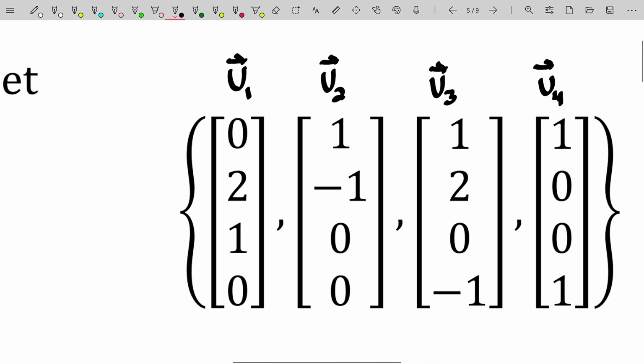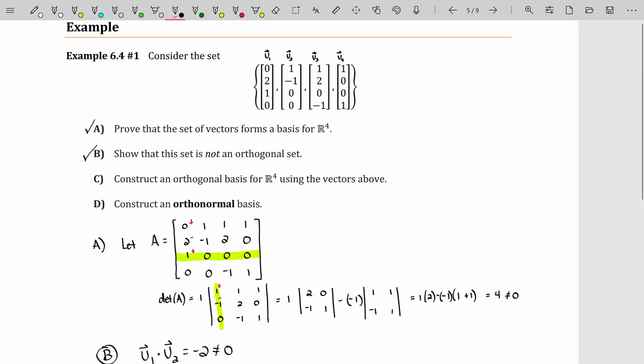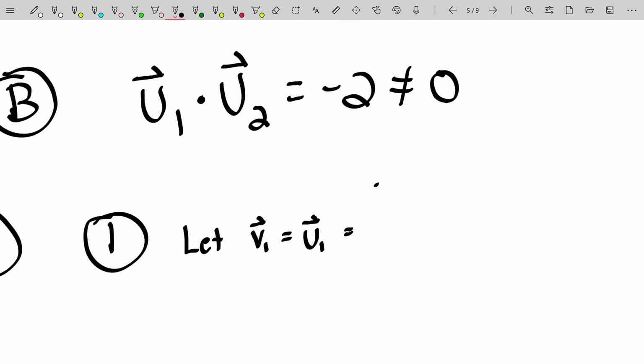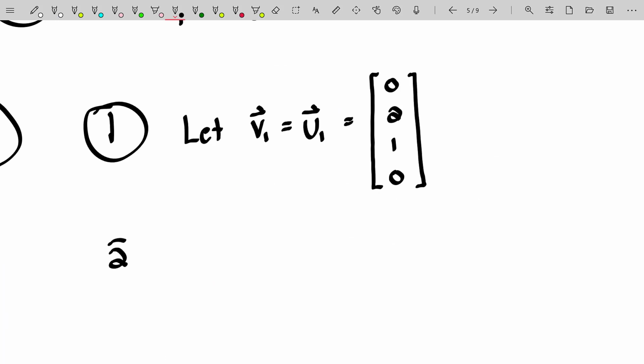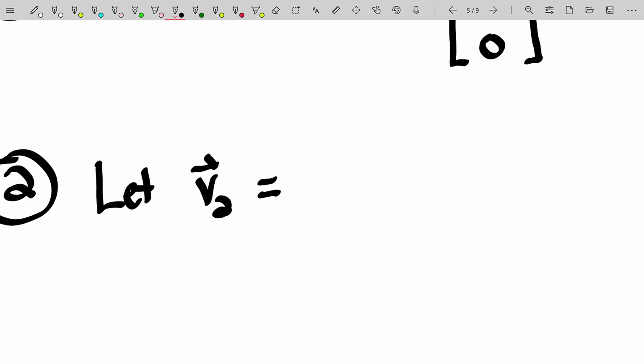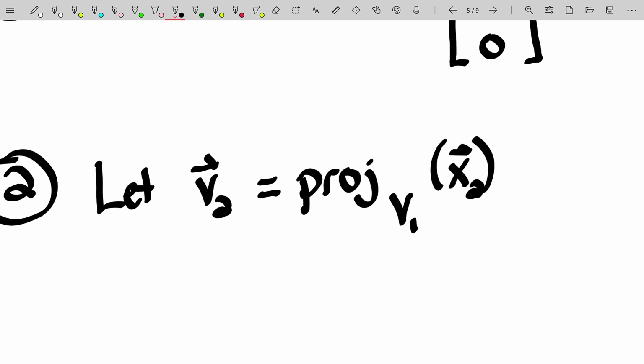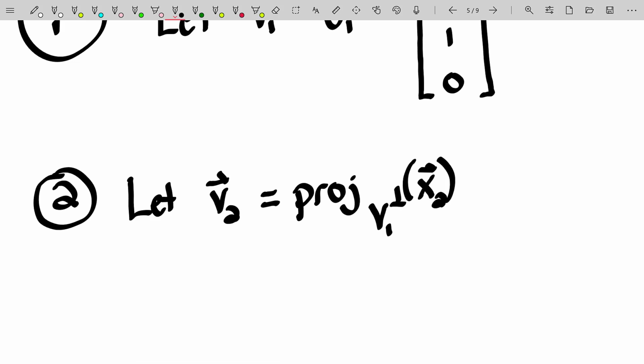Well, I'm just going to choose u sub 1 to be my anchor vector here. And now we're going to build v sub 2. Remember, we want v sub 2 to be orthogonal to v sub 1. How are we going to do that? We're going to let v sub 2 be the shadow of x sub 2 on the vector space spanned by v sub 1 perp. That will guarantee that v sub 2 is perpendicular to v sub 1.